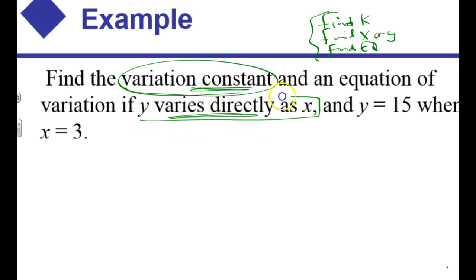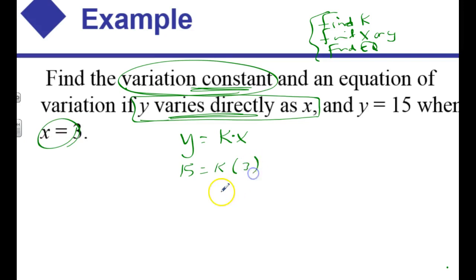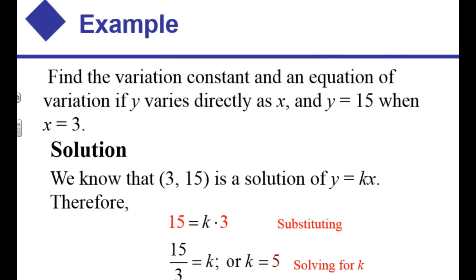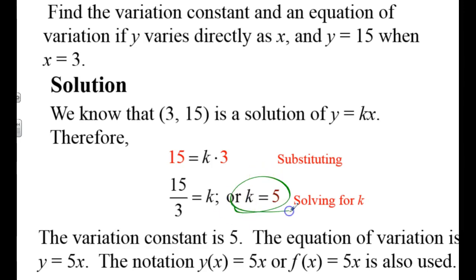So this says it varies directly. So y varies directly with x. So I'm going to write down y varies directly with x. That's a direct variation function. That's a product. And it says y is 15 and x is 3, and it says solve for k. Easy enough, I'll divide by 3, and k is equal to 5. So answering the question, k equals 5.